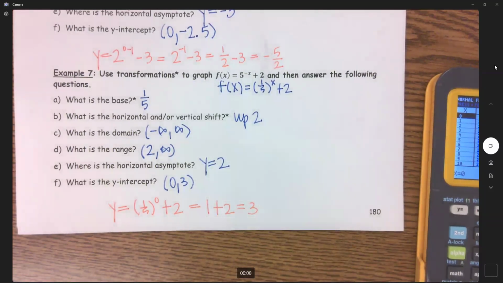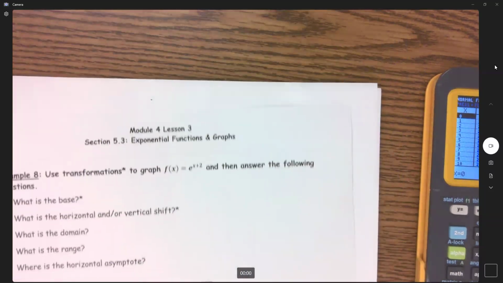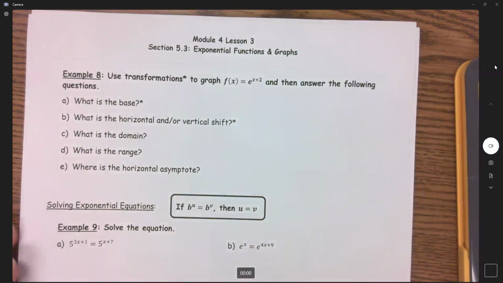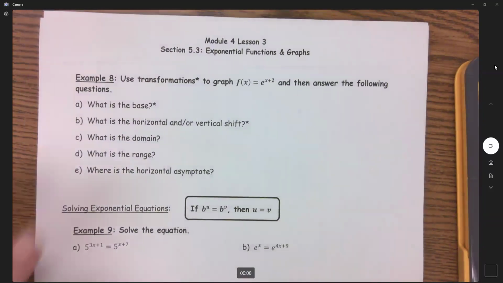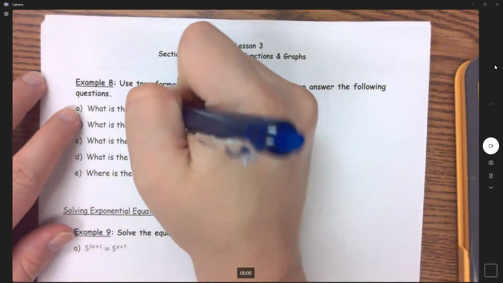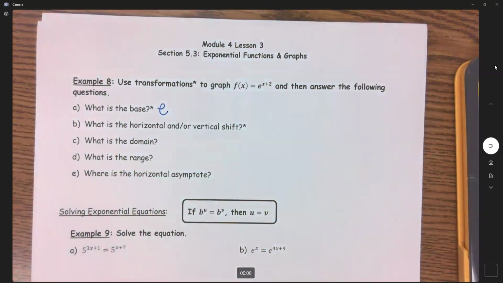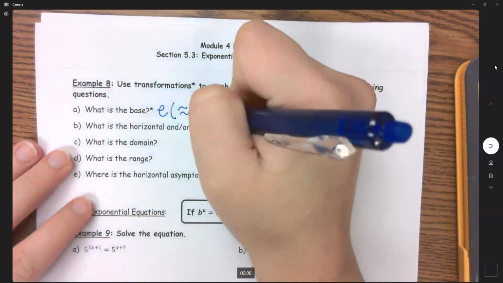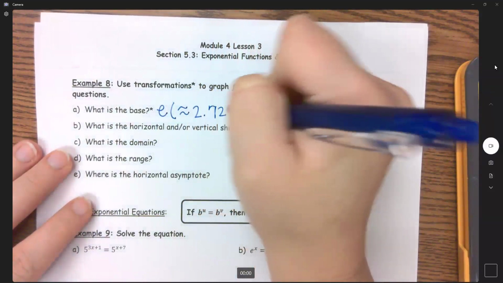Okay, let's talk about one more. Example 8 before we end this video. Use transformations to graph and answer the following questions. What is your base here? Your base is e, and e, if we remember, is just a number that is roughly 2.72.